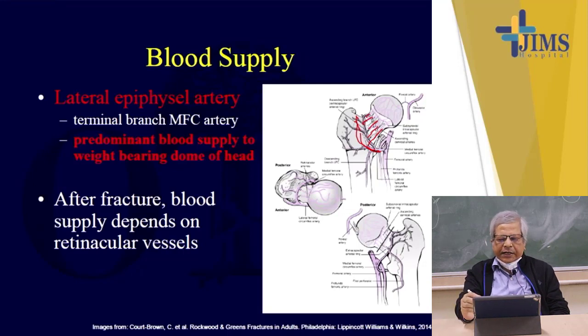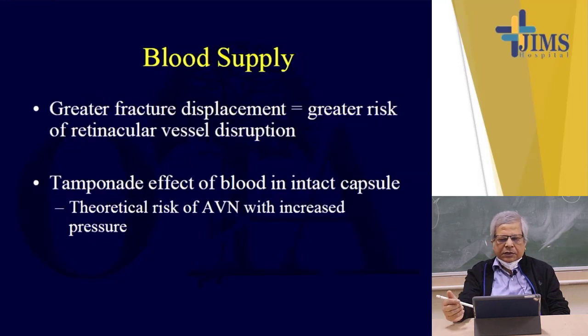They penetrate the head. If you see an anatomical specimen, you can see small pits here. Those are the entry points of the retinacular vessels. And these retinacular vessels lie on the bone itself. After fracture, blood supply depends on retinacular vessels. So if there is greater fracture displacement, there is greater risk of retinacular vessel disruption.